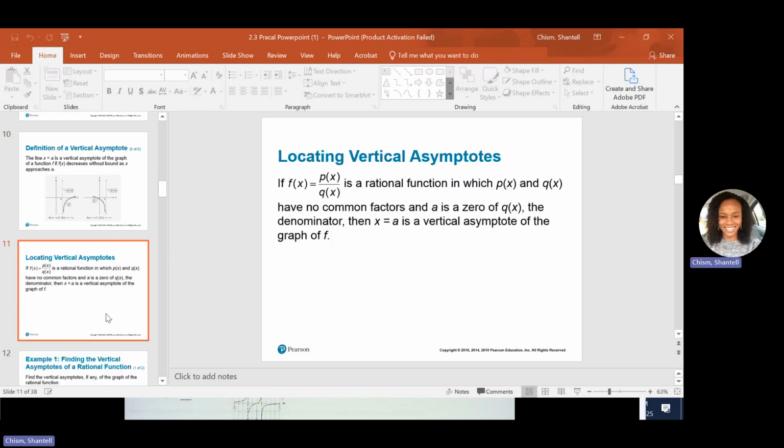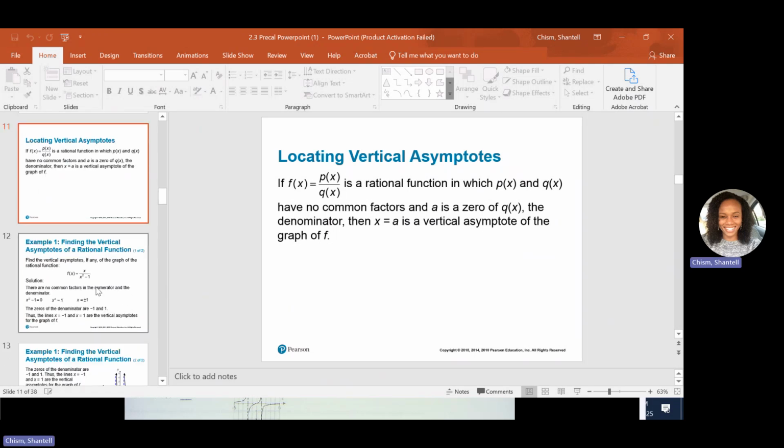So when locating vertical asymptotes, if you've got a rational function, and if p of x and q of x, the numerator and the denominator, have no common factors, then the zeros, the values of q that you get by setting q equal to 0 and solving, if a is a zero of this denominator, then writing it as an equation, it becomes a vertical asymptote of the graph. Let's take a look at that.